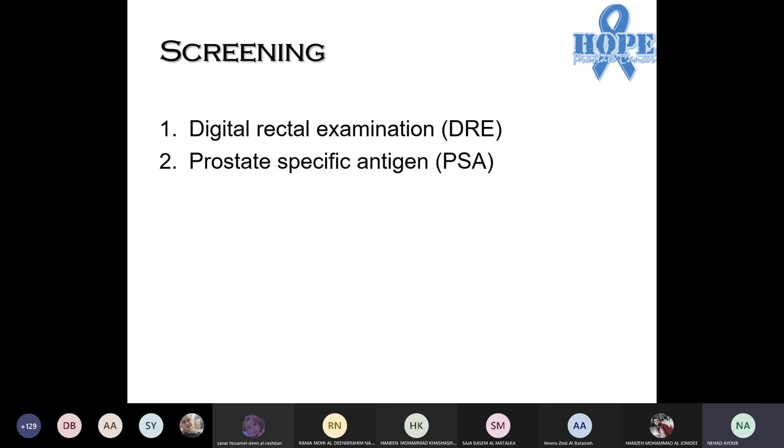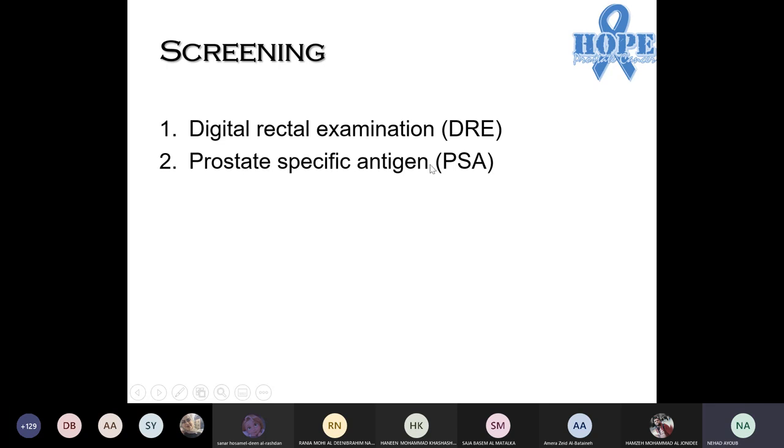We have 2 important screening methods for prostate cancer: digital rectal examination and prostate-specific antigen. Usually we do these 2 together. Okay, so DRE alone is not enough.